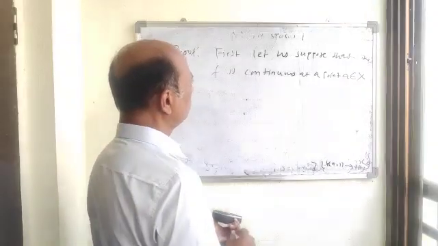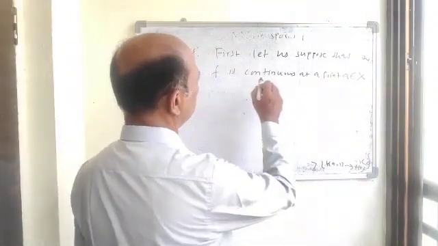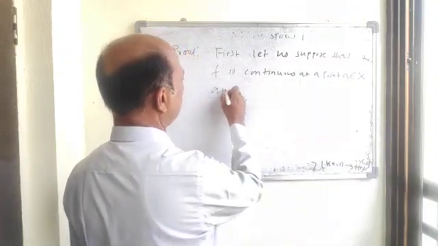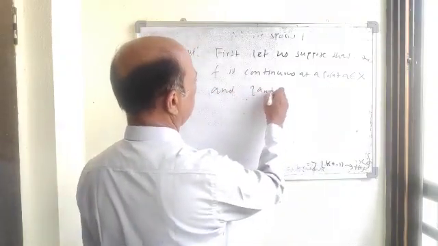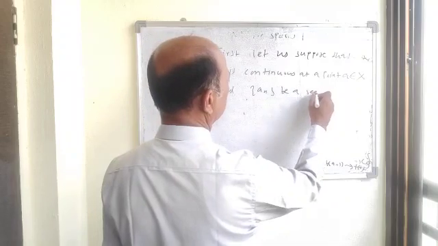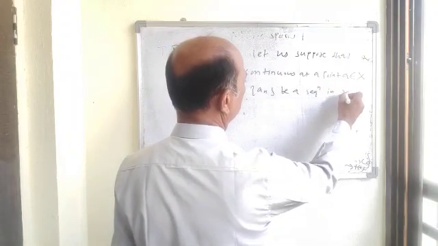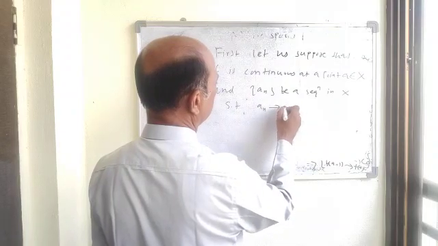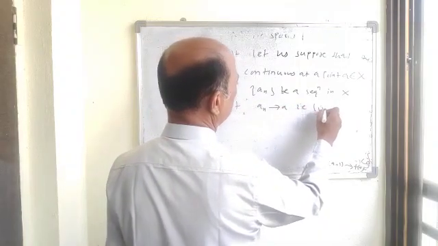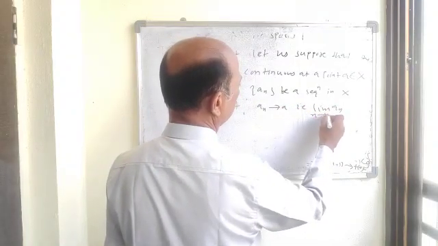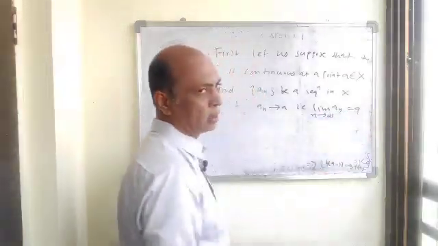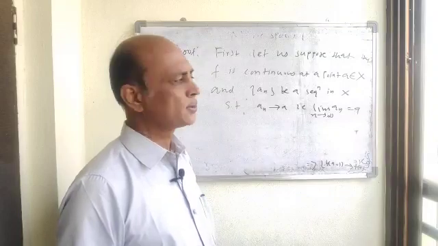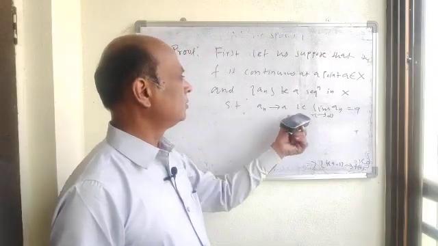now one more thing we have to assume here. First let us suppose that f is continuous at a point A belonging to capital X and let x_n be a sequence in X such that x_n converges to A, that is, the limit of x_n as n tends to infinity is equal to A. This also we have to suppose here.